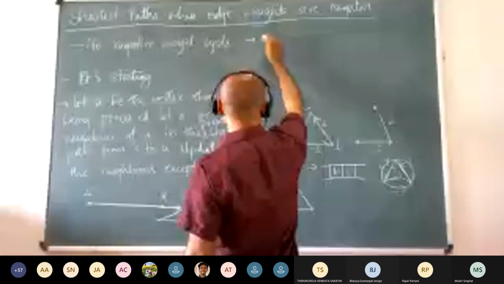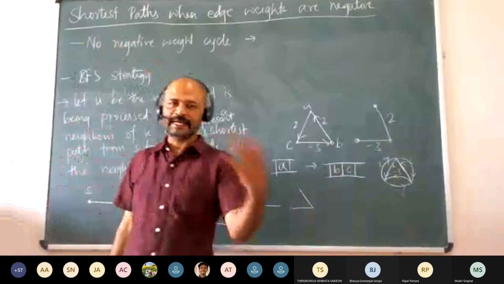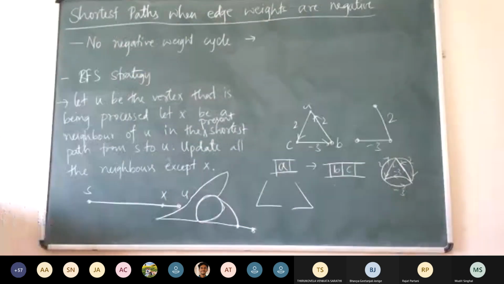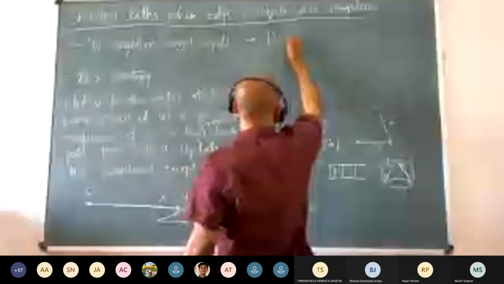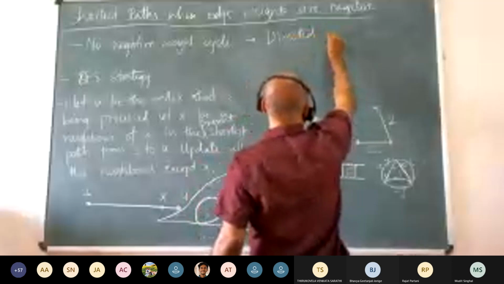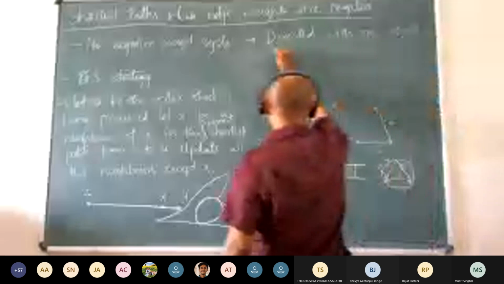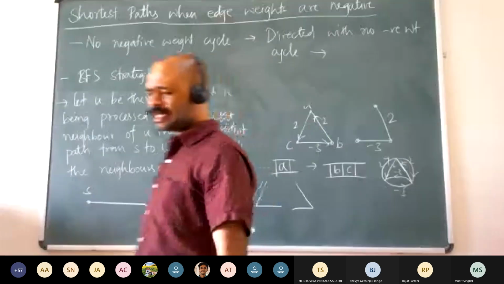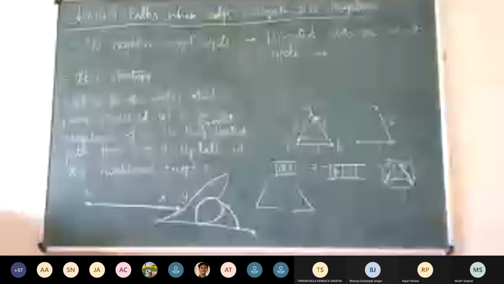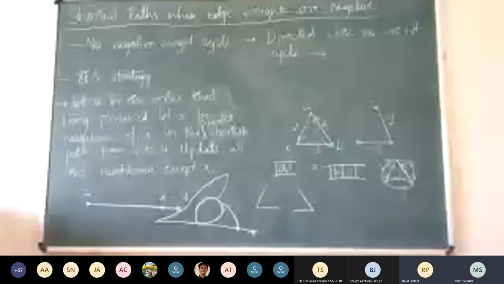One thing that everyone is agreeing on is that if there are negative weights and the graph is directed with no negative weight cycle, it will work. So in this case, will the same algorithm work, whatever we saw? Yes, sir. The BFS schedule. Yes.